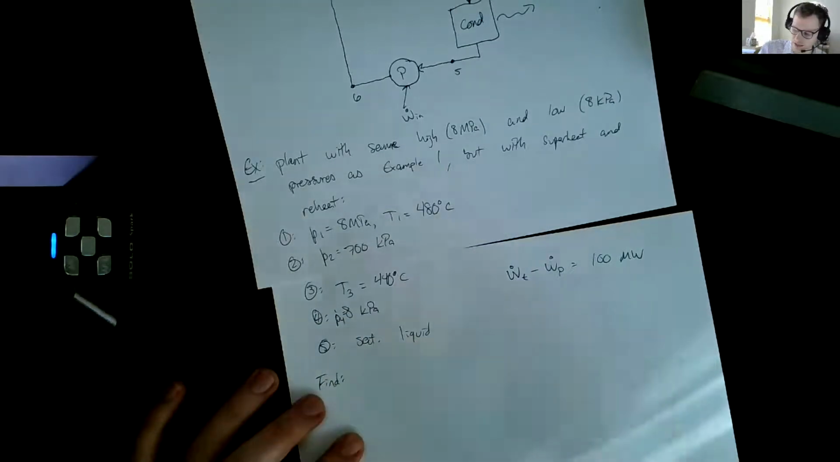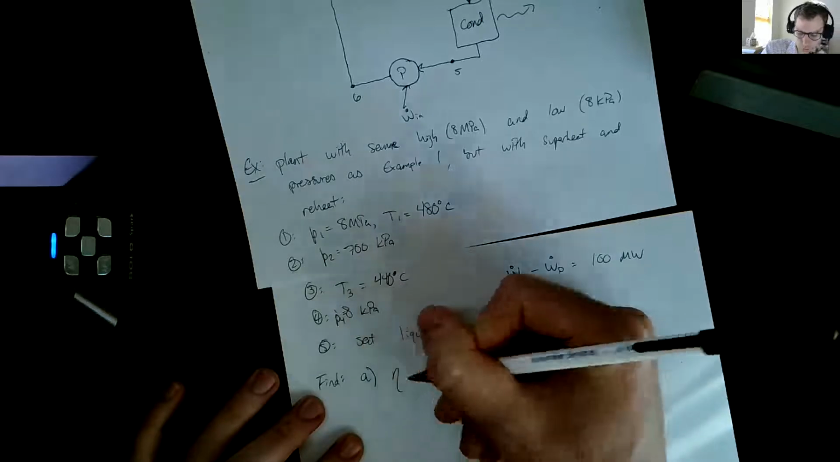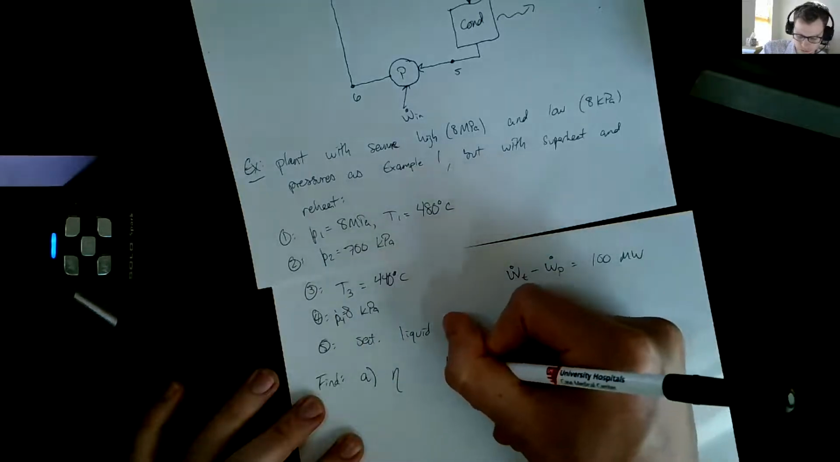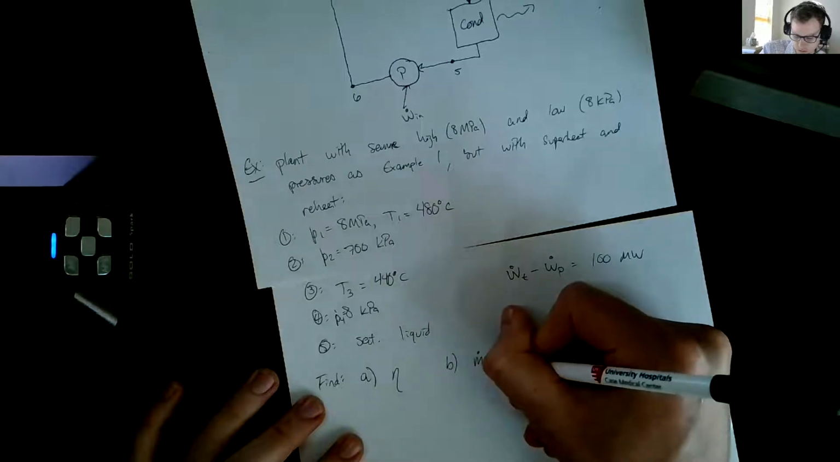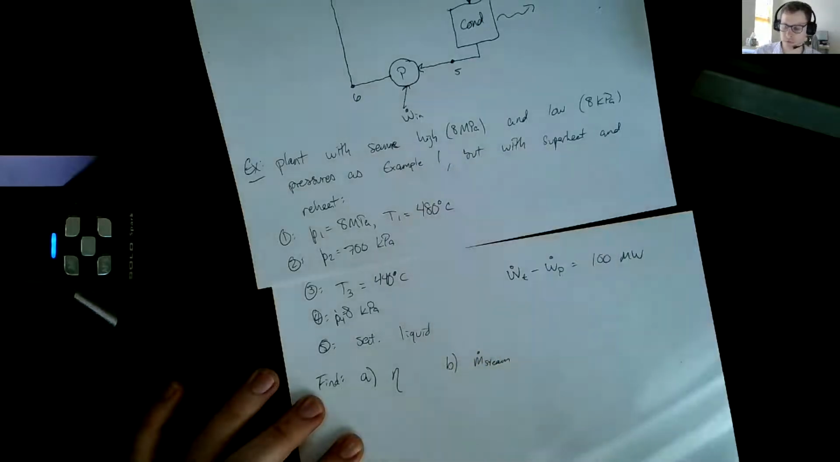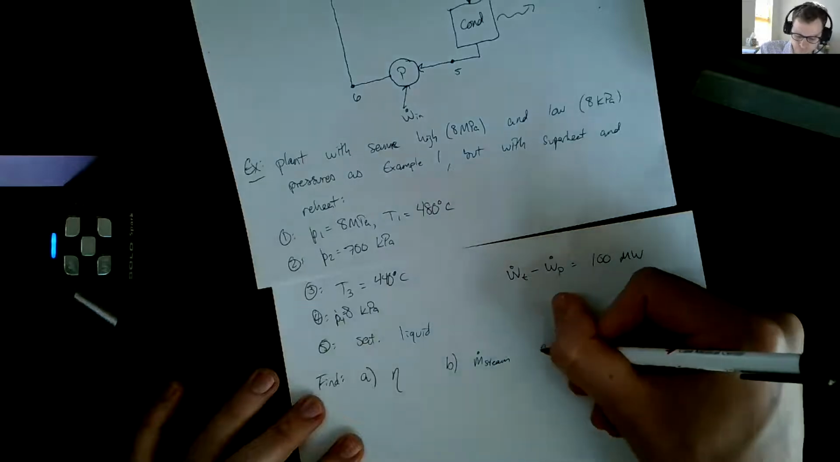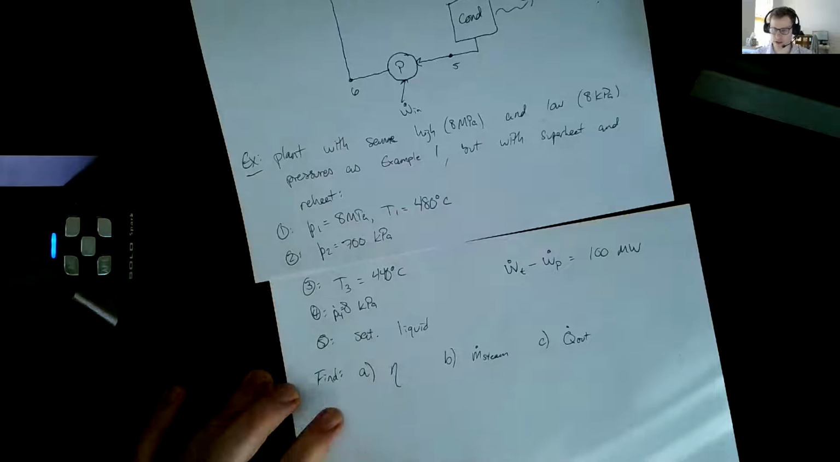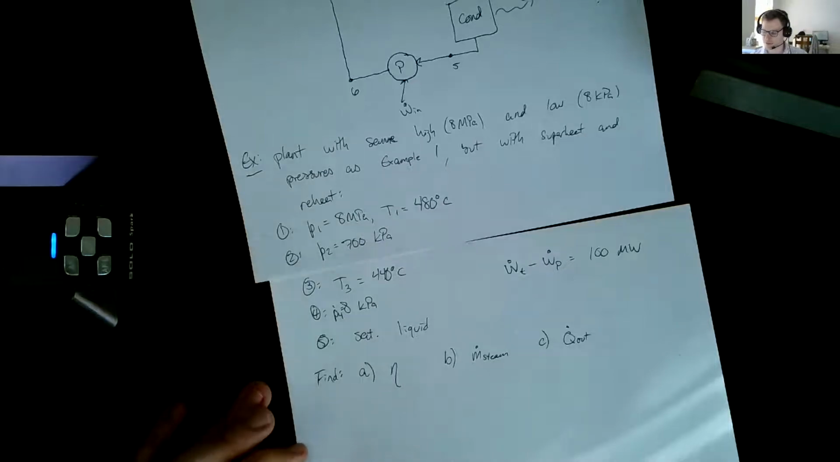So we're going to find the overall thermal efficiency for the cycle, the mass flow rate of the steam, and the waste heat generated that comes out of the condenser. All right, so our system has gotten much more complex, but really the solution strategy stays the same.